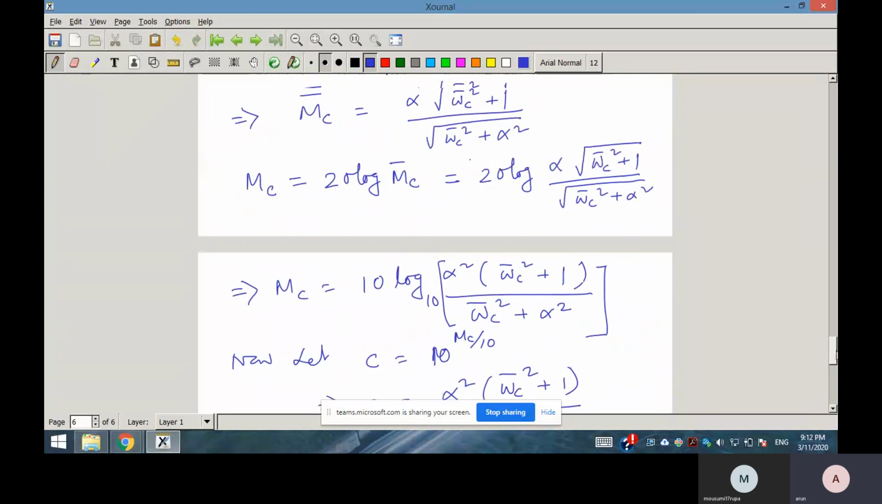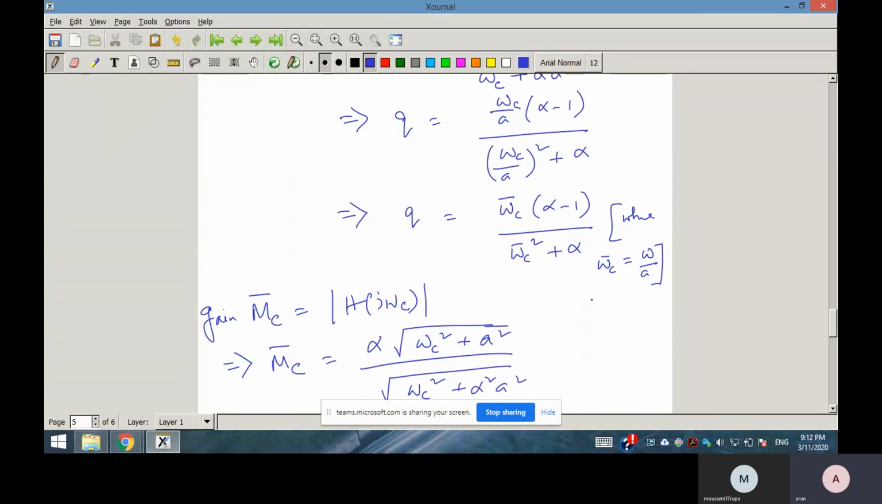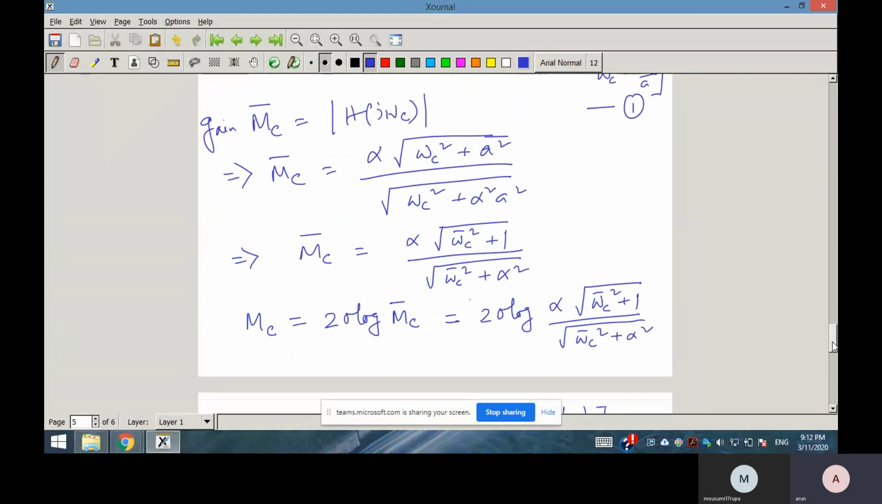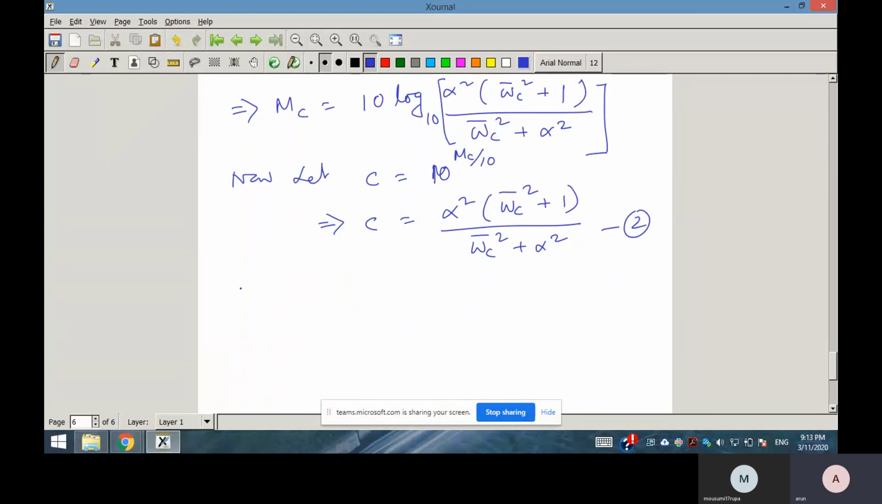So now suppose we have to give some equation numbers. Suppose Q equal to this one you consider as equation number 1. Suppose C equal to this one you consider as equation number 2. And then from 2 you can compute omega c bar square. What is your omega c bar square? If you check it, this will be alpha square into c minus 1 divided by alpha square minus c. So this is suppose equation number 3.